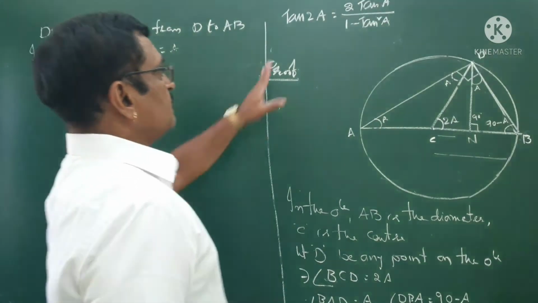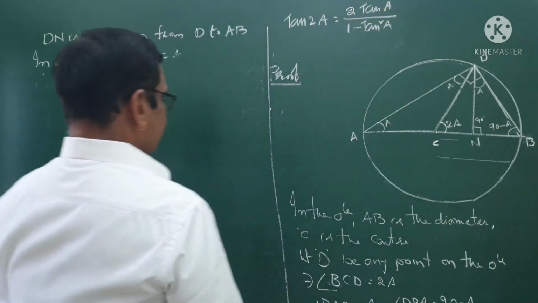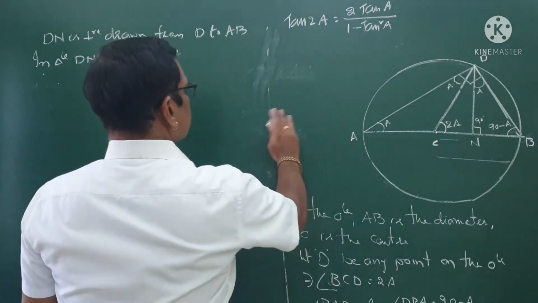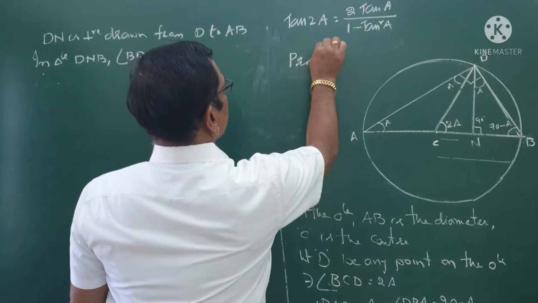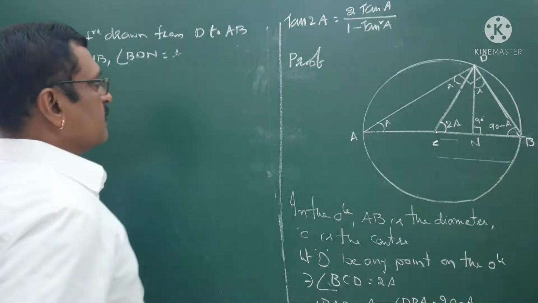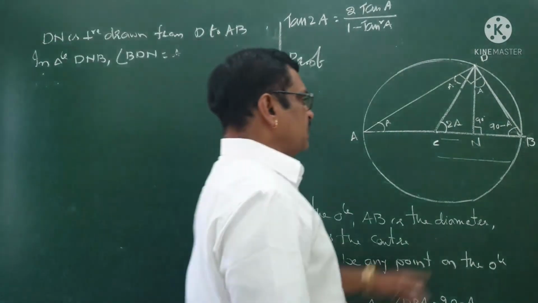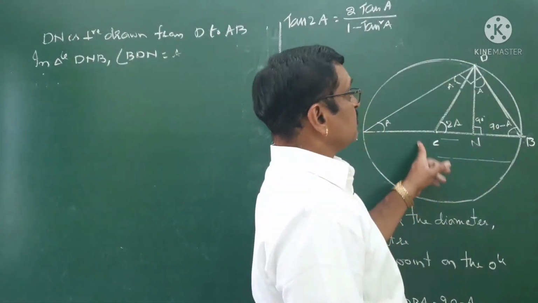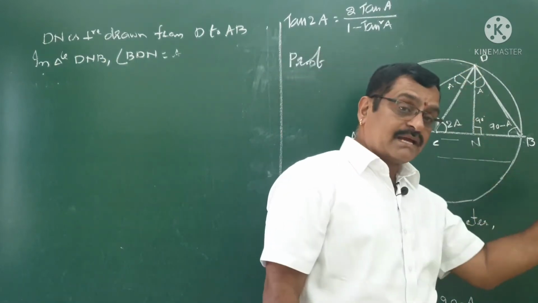Next one, tan 2A is equal to 2 tan A by 1 minus tan square A. Put here. Diagram is same. Now, same triangle. For sin 2A, I had taken CDN. For cos 2A also, CDN. Even for tan 2A also, CDN triangle only.